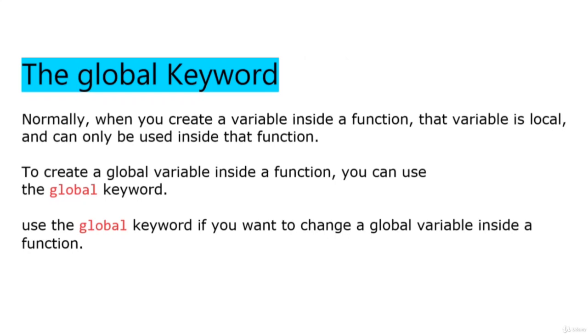The global keyword. Normally, when you create a variable inside a function, that variable is local and can only be used inside that function. To create a global variable inside a function, you can use the global keyword. So, if you use the global keyword, the variable belongs to the global scope. Let's see with an example. For that, we have to open our PyCharm.